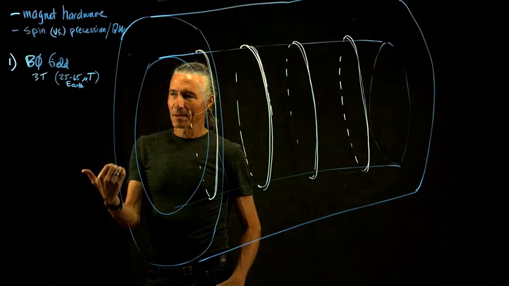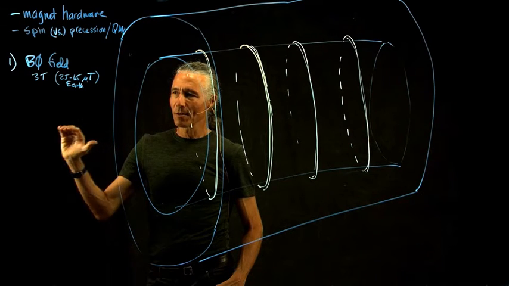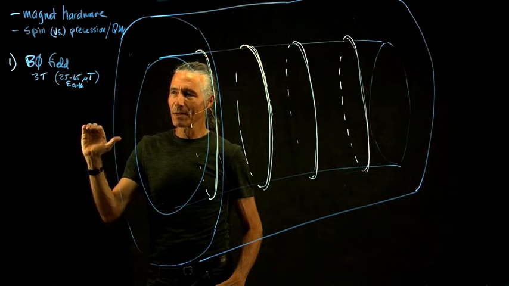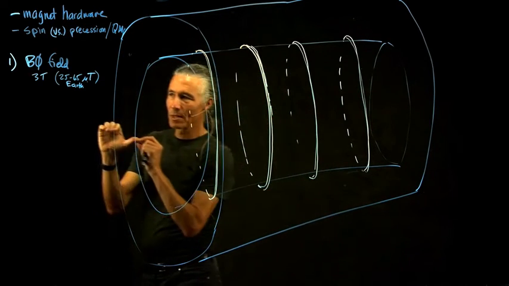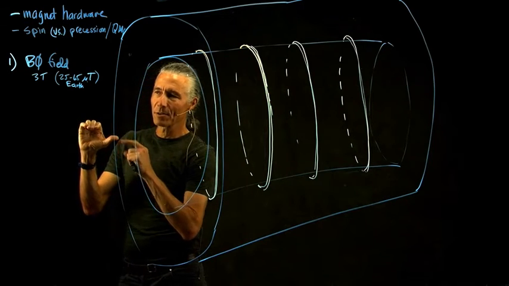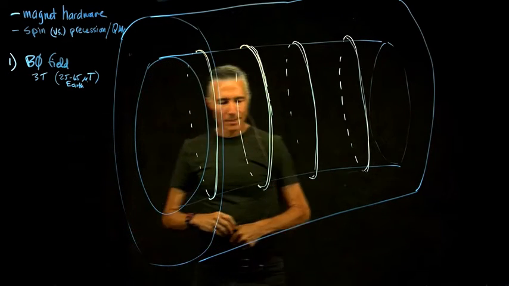Then the tippy tips of your finger, so if this is the direction of the current, the tippy tips of your finger point in the direction of the magnetic field. It's at right angles to, the tips of your finger are at right angles to your thumb. So that's the right-hand rule.